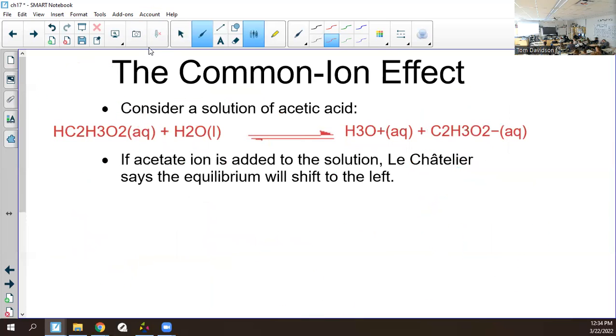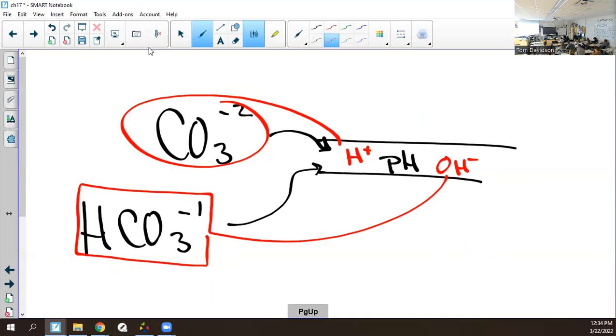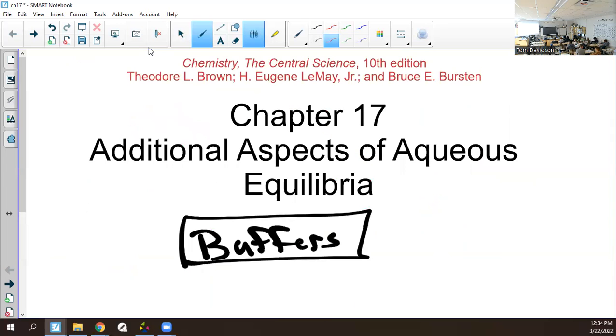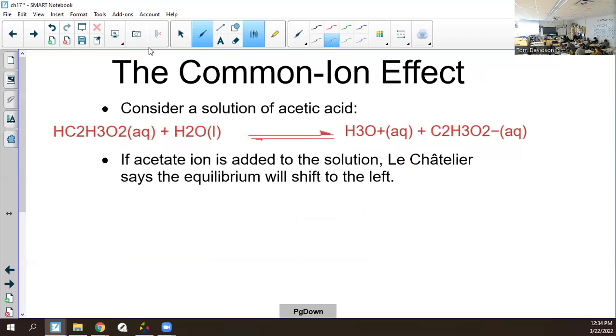Okay. It's of absolute importance to all of chapter 17 that you understand what's called the common ion effect. It's called additional aspects of aqueous equilibrium. I would just call it buffers, personally. Okay. The common ion effect.